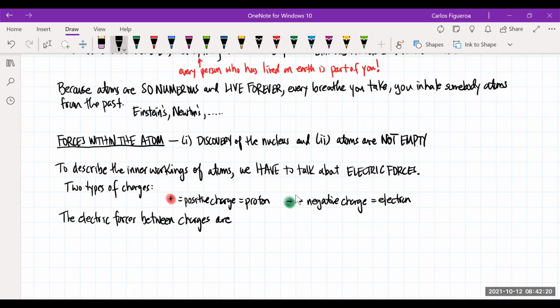are either this or, so if I have two protons and I put them next to each other, or if I have two electrons and I put them right next to each other, here's what you find. If I have two protons or two electrons, what we know here is that we have a repulsive force between two protons and between two electrons.